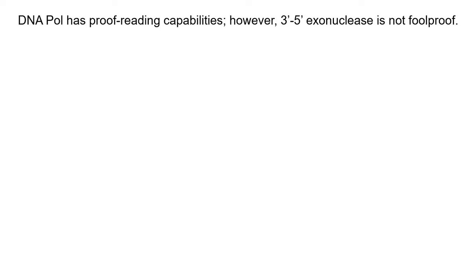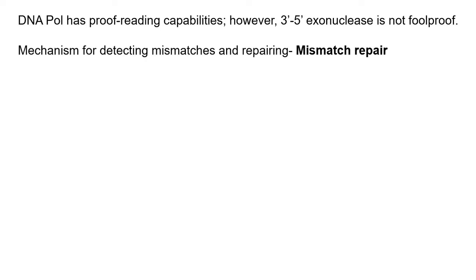As we all know, the DNA pol has proofreading capabilities. DNA pol has a different subunit that checks the DNA, proofreads to make sure that all the nucleotides are correct, the incoming nucleotide is correct. But this 3 to 5 prime exonuclease proofreading activity is not foolproof. Sometimes it misses some of the nucleotides that it cannot detect.